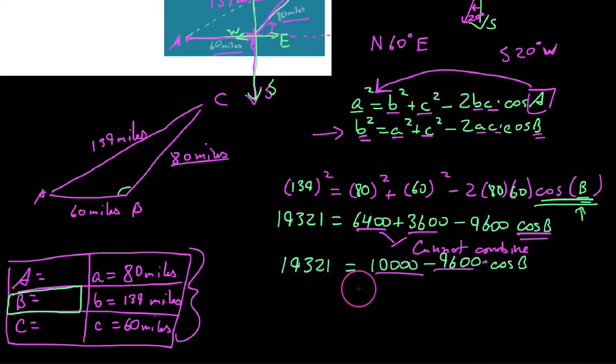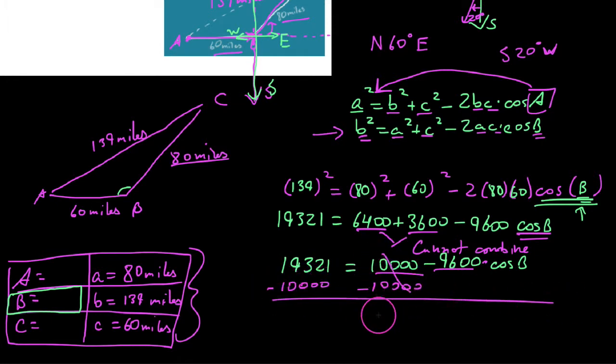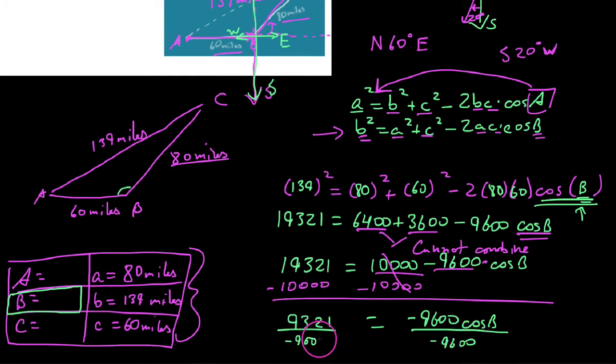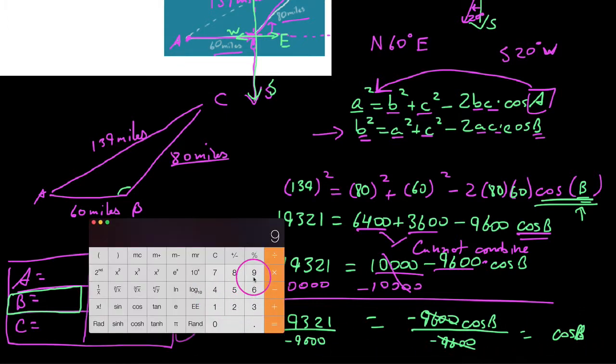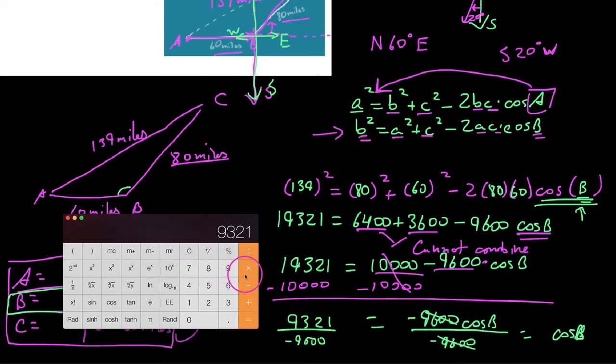So what we're going to do is a two-step process. We're going to take away 10,000 from both sides. And so that's going to isolate this. So over here on this side, we get 9,321, and then this is equal to a negative 9,600 cosine of b. So now we're going to divide both sides by negative 9,600 to isolate this trig function. When I divide a positive by a negative, of course, I get a negative. But here's where I need my calculator. We're going to say that all of this, of course, equals the cosine of b. So the cosine of b is equal to approximately, let's do this, we say 9,321 divided by 9,600, which is negative. We get this thing right here, negative 0.9709-ish.